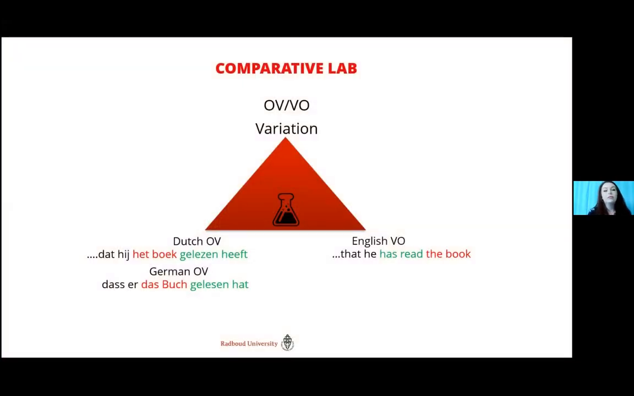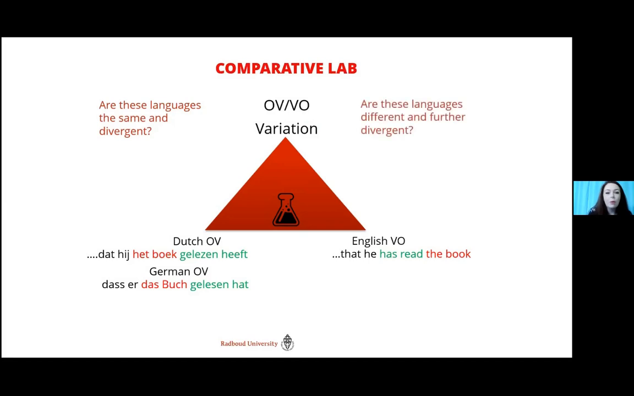And what I did for this study is I set up a comparative lab, and those of you who see more of my presentations will know this slide, where I looked at OV/VO variation in the history of Dutch, German, and English, and tried to answer the question: are these languages the same and divergent because they ended up with a different basic word order, or were these languages different to begin with and even further divergent?